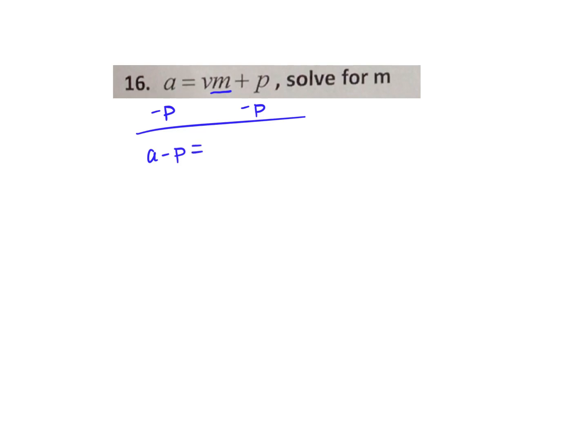I'm going to bring down my v times m, and I'm going to cancel the plus p and the minus p. And now again, I'm trying to solve for m. So on the side where m is, I still have a coefficient of v. That's multiplication, and division will undo that. So I'm going to divide by v on both sides. So my final answer then would be a - p divided by v is equal to m.